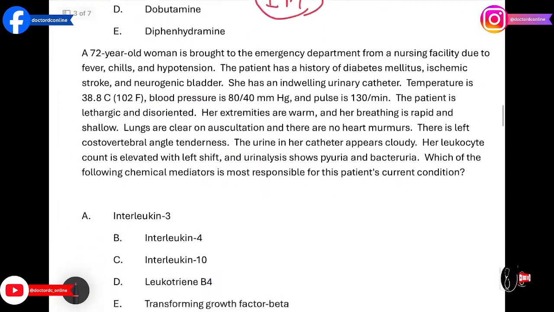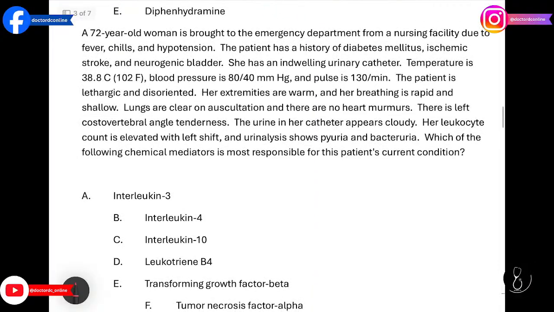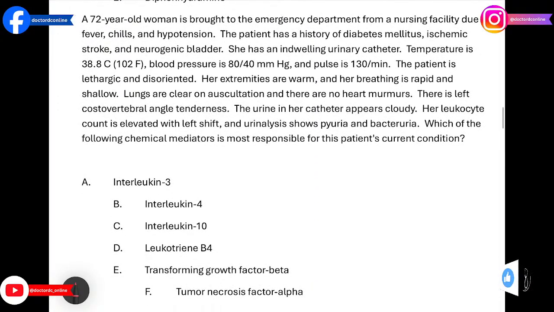Our next question is, a 72-year-old woman is brought to the emergency department from a nursing facility due to fever, chills, and hypotension. The patient has a history of diabetes mellitus, ischemic stroke, and neurogenic bladder. She has an indwelling urinary catheter. Temperature is 38.8 degrees Celsius. The blood pressure is 80/40.